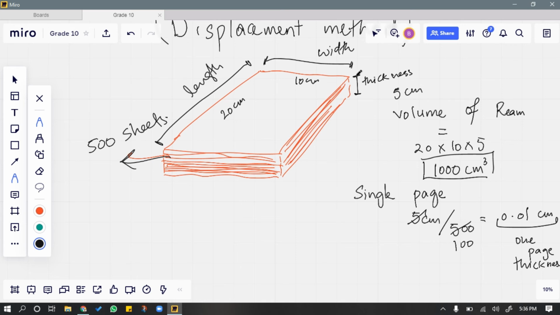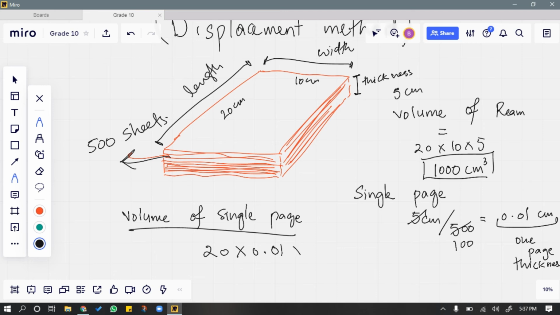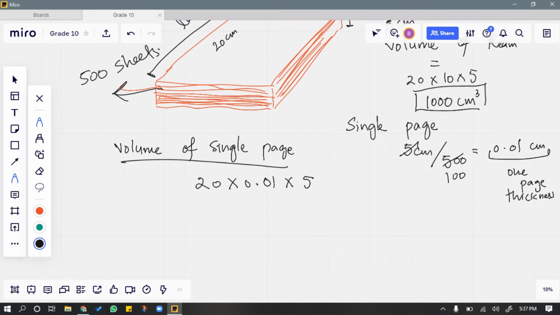Now take the thickness and multiply it with the rest of the dimensions. So we'll go for the volume of one page, volume of a single page, and multiply all these things: 20 times 0.01 times 5. 5 times 20 will give you 100, times 0.01 will give you 1 centimeter cubed. This is your volume for a single page.